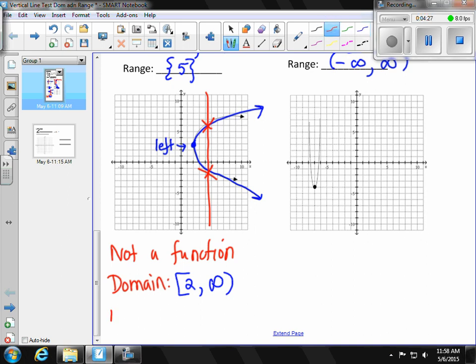The range on this graph, how low does it go? How high does it go? Well, this one, it looks like as it opens up, it keeps going further and further down towards negative infinity, and it goes farther and farther up towards infinity.